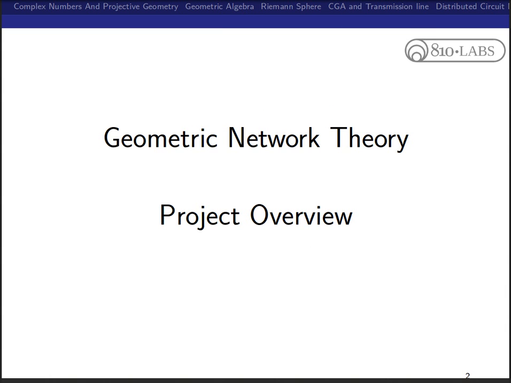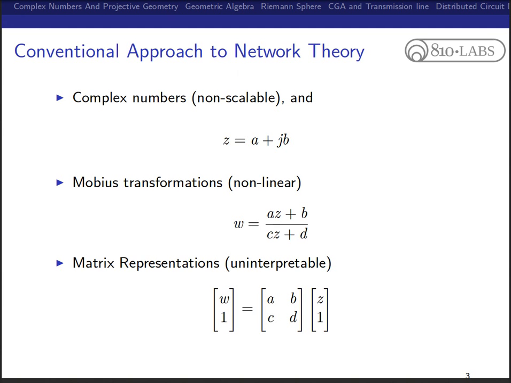Alright, so before we start, I'm just going to give a brief summary of the larger project which this is a part of, called geometric network theory. To provide some context for this project, the conventional approach to network theory is based on complex numbers. The problem with complex numbers is that they're not scalable. They only work in two dimensions.